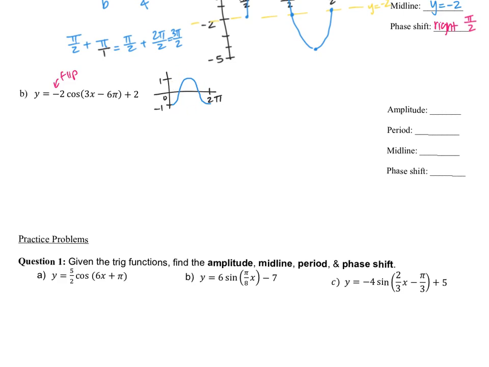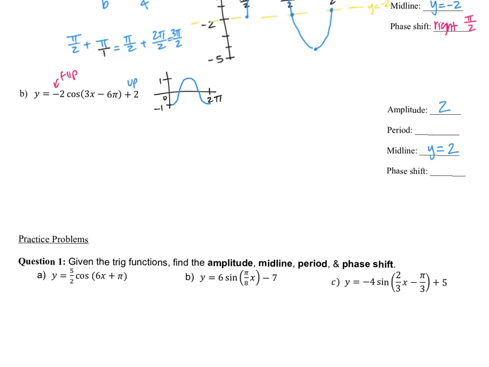So let's take a look at how many shifts we have here. There's a -2 in front. My amplitude is going to be 2. My vertical shift, there's a +2, so this tells me it's going to go up 2 units. So the midline would be at y equals 2.